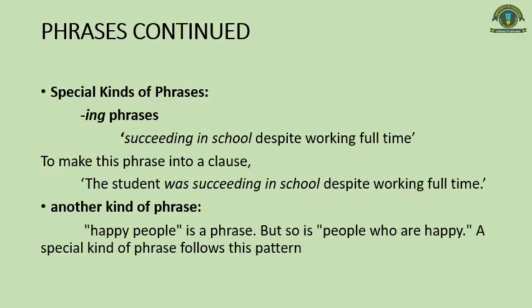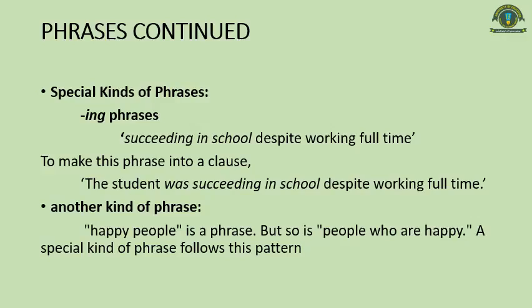Another kind of phrase is also found in the English language. It's obvious that happy people is a phrase, but people who are happy is a special kind of phrase. It follows the pattern of having noun plus who. For example, people who are happy. Another example is noun plus which, like habits which annoy me. Another example, that dog that lives next door, means noun plus that.